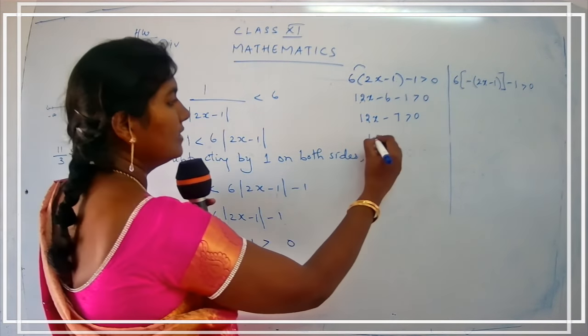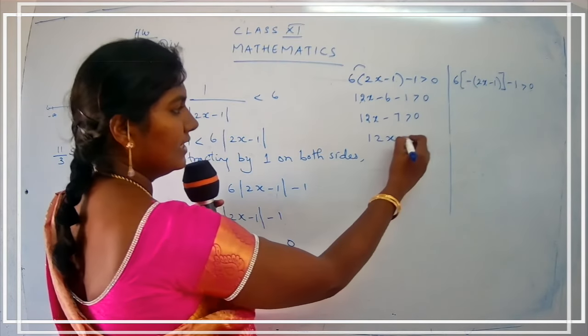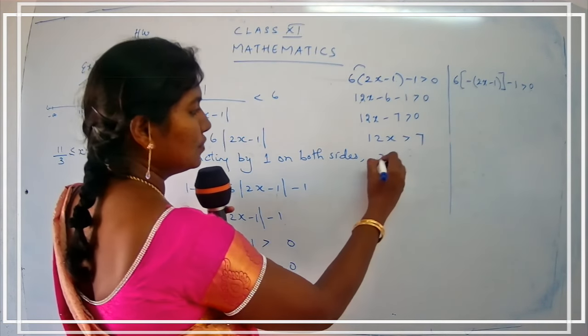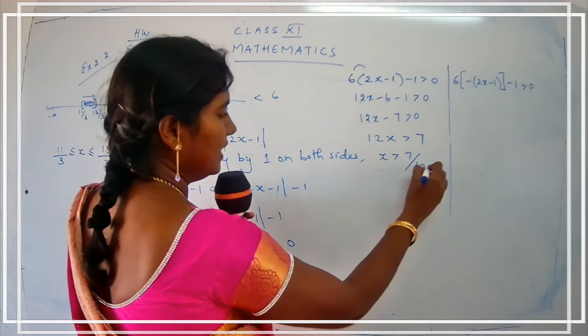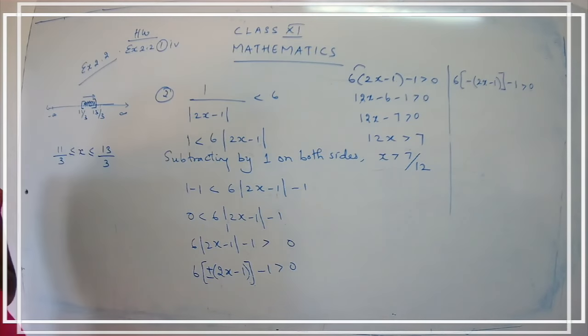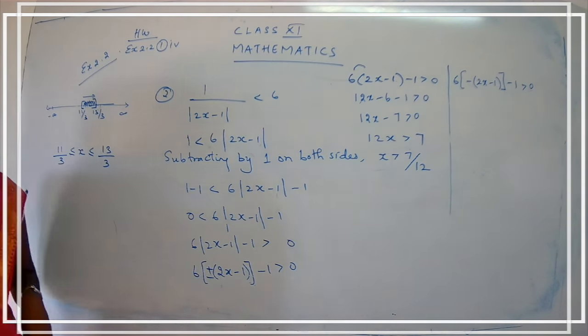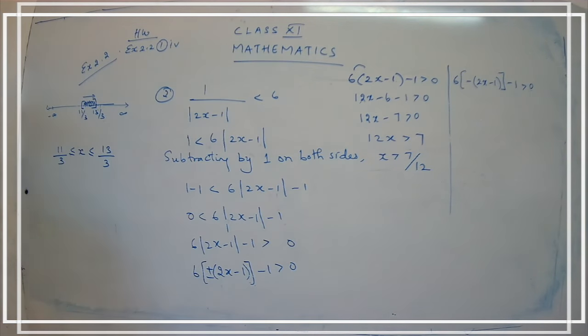So 12x, take the 7 to that side, greater than 7. So x is greater than 7 by 12. I got the first case for x. I got the value for x is 7 by 12. Try out the second part, children. Complete the second case.